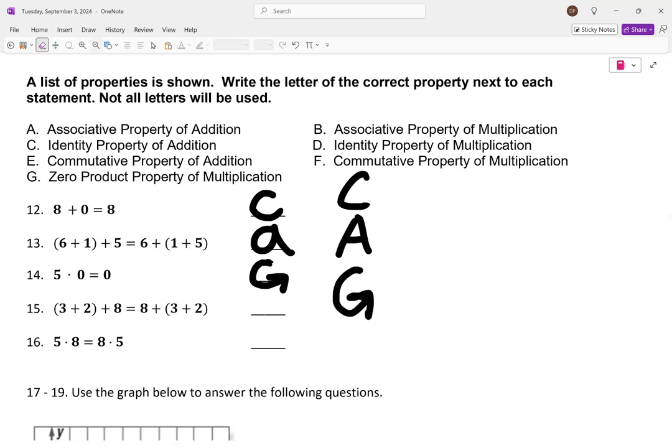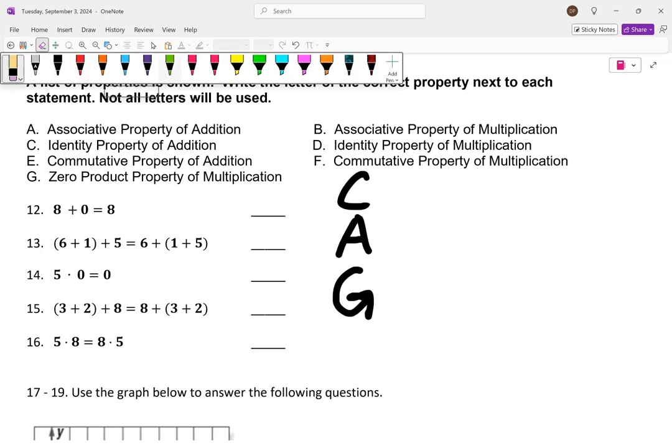15 is E because again the, oh wait, did you say E? I think I wrote that wrong. E, like everybody, commutative of addition. For number 15, I don't agree with E. Me neither.